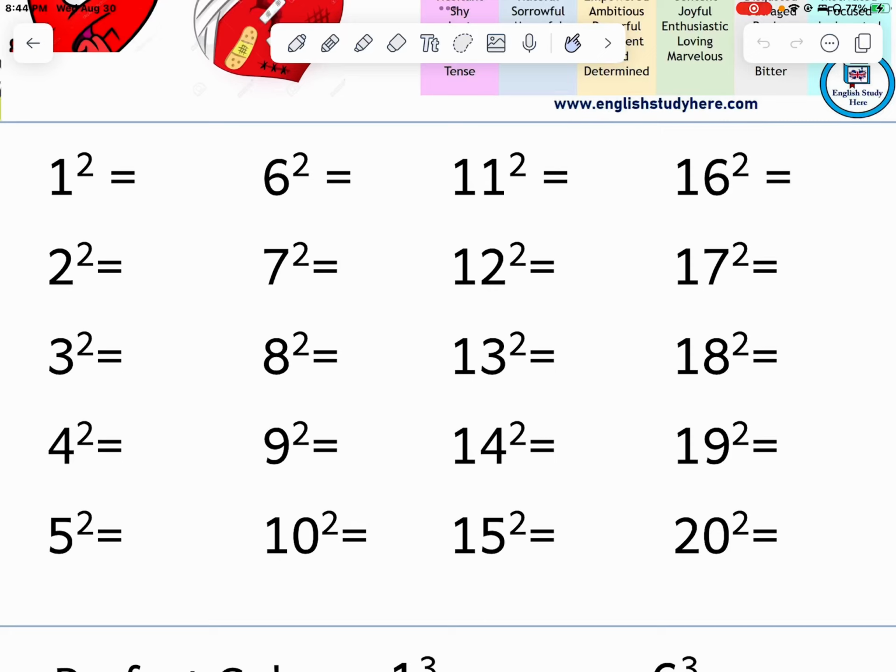Press pause and see how quickly you can write all of these down. Check each other. Then we'll see if you beat my time. All right, here we go.